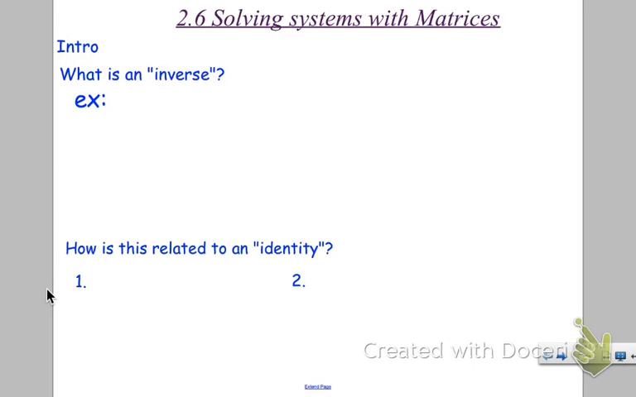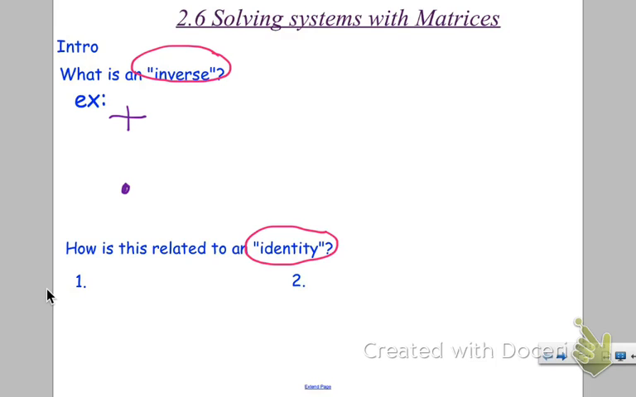Alright, so this video is first off about inverses and identities, these related ideas, and then we'll use that to solve systems. So an inverse and an identity. These are two linked, so it's hard to talk about one without the other. So let's look at this in some examples that you already know about, addition or multiplication.